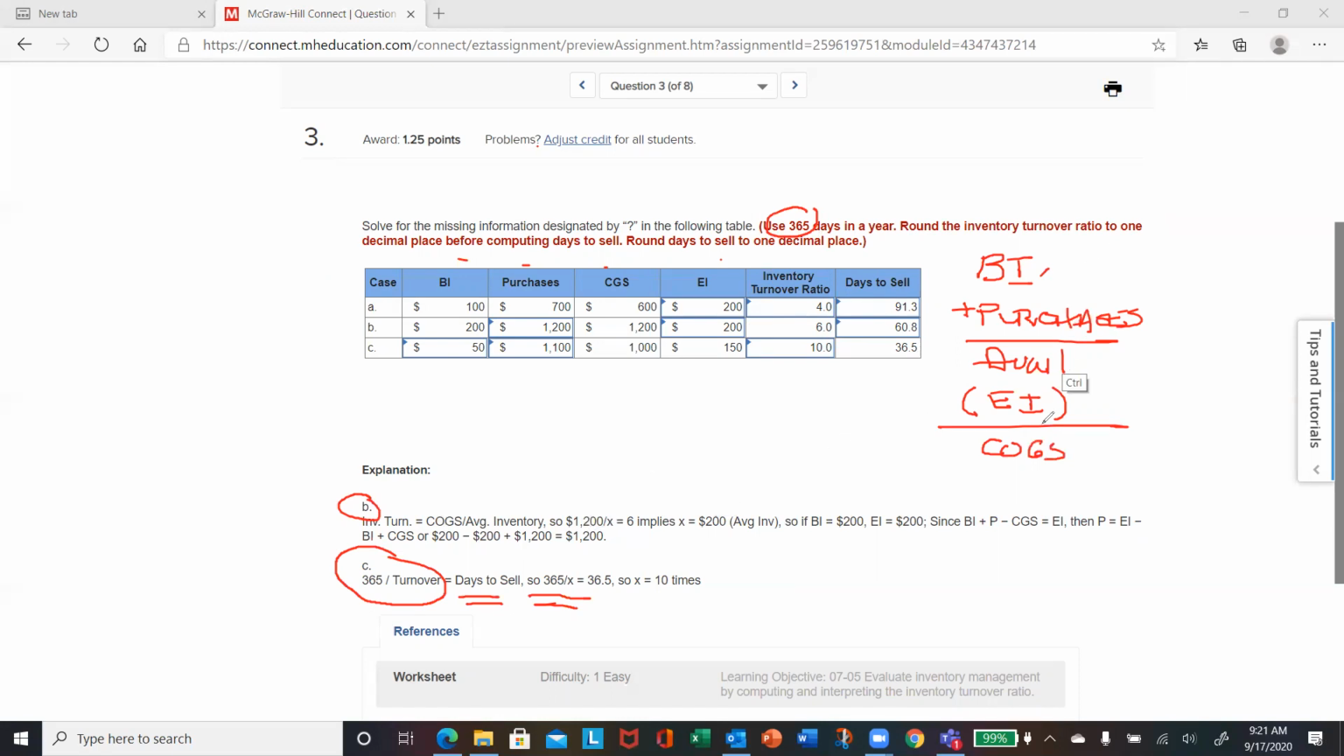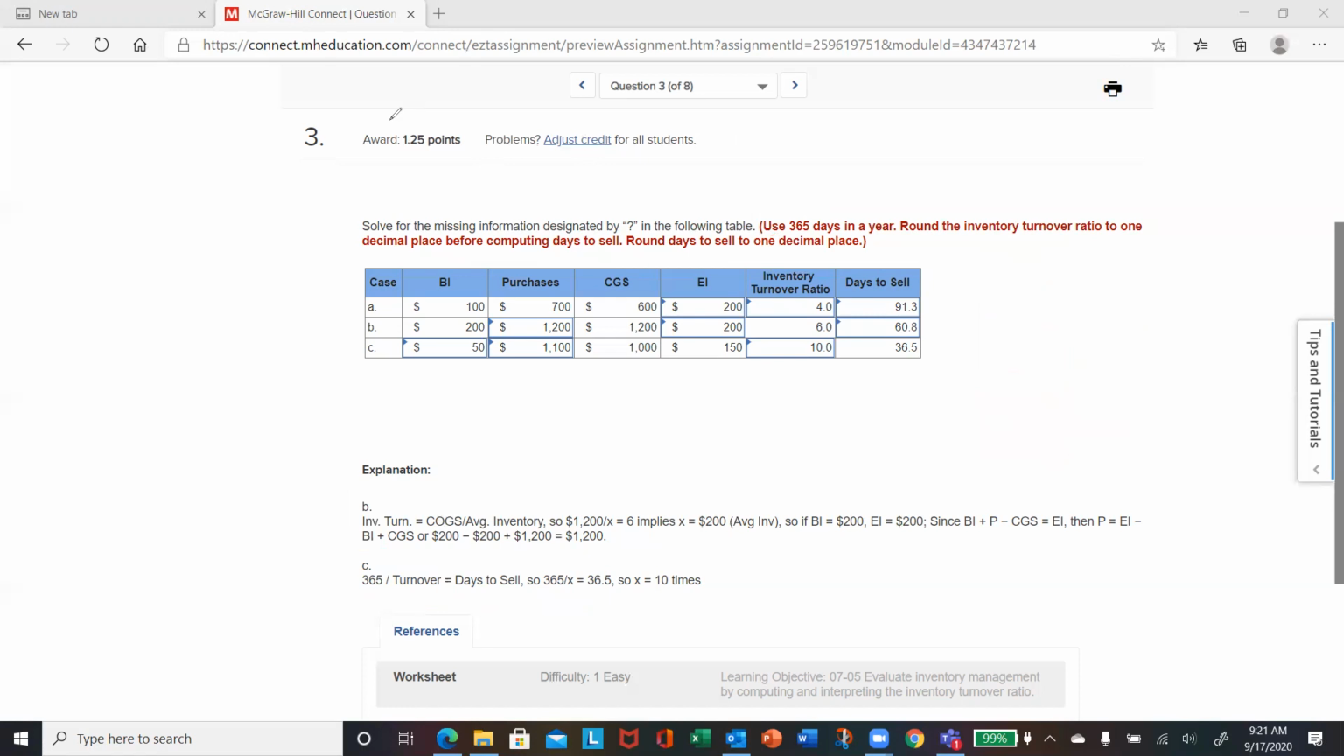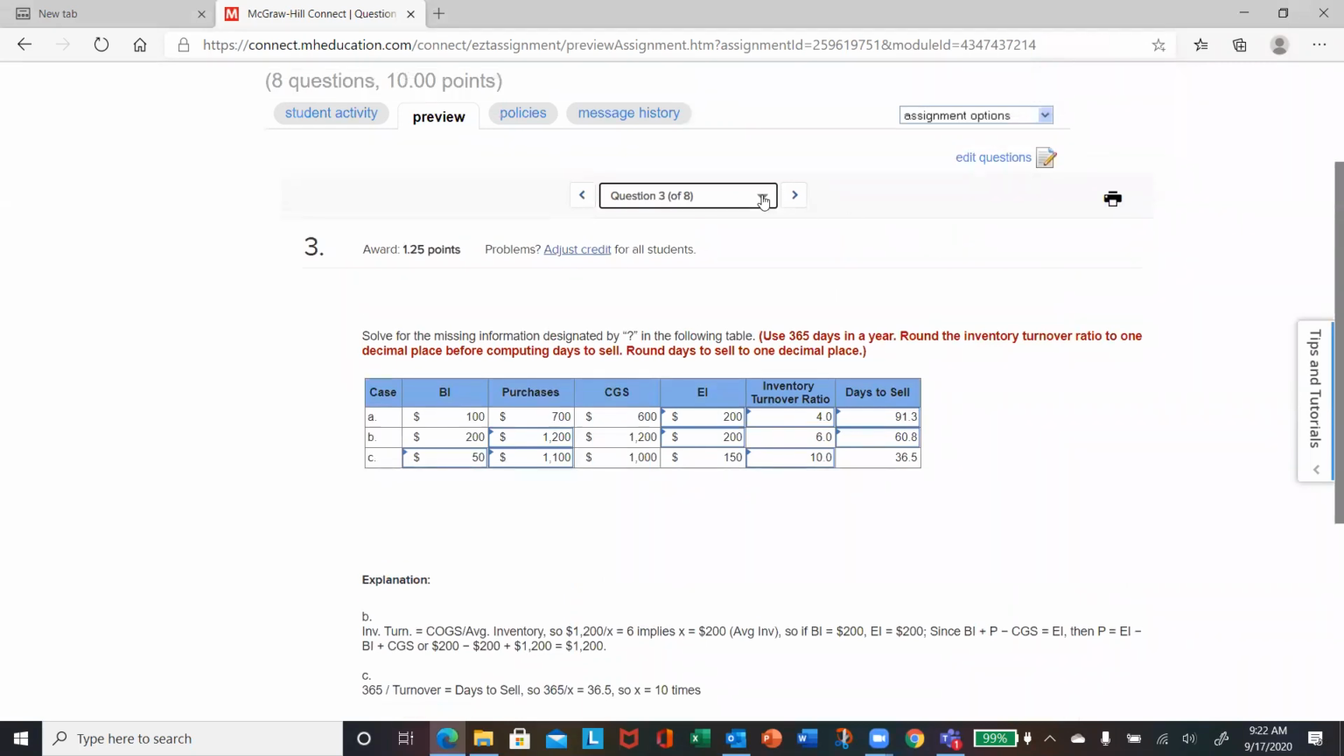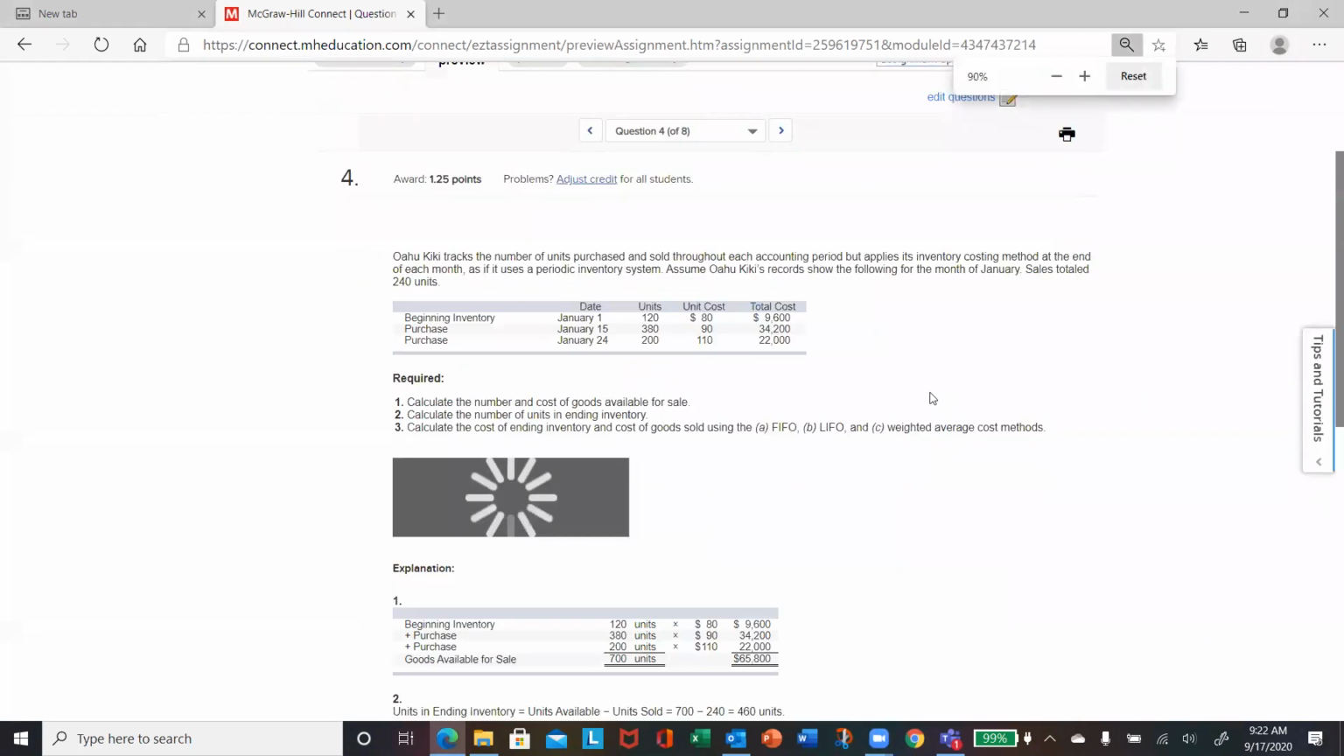I like to write my formulas vertically. All right, so that's my comments on this one. Again, if you have any questions or problems as you work it, just give me an email. I'll be glad to give you some more help with it. All right, so that's my comments on number 3. Let's check out number 4.